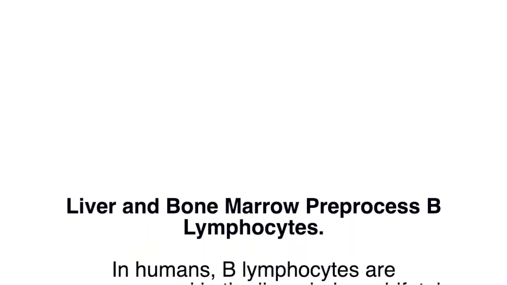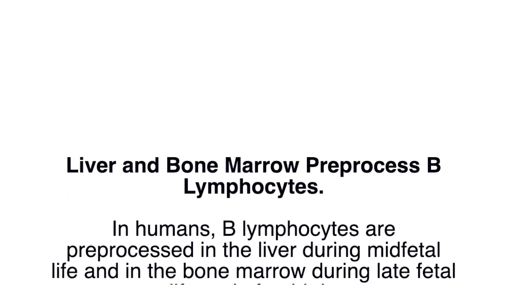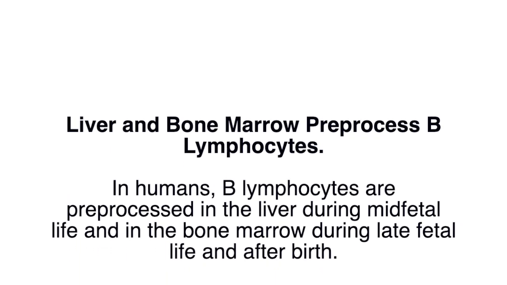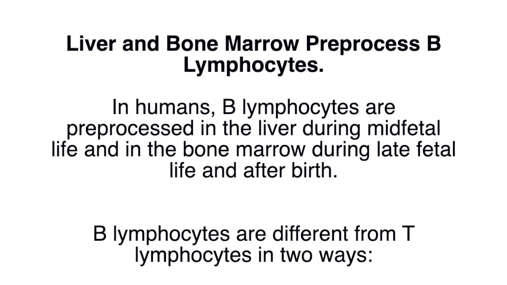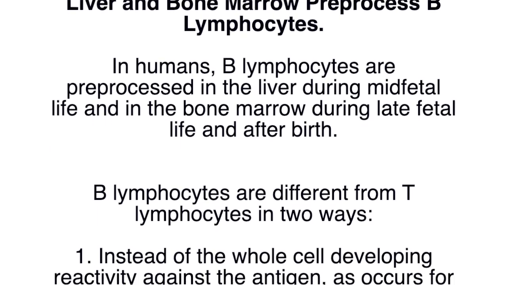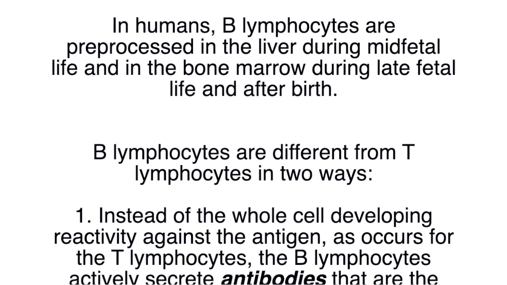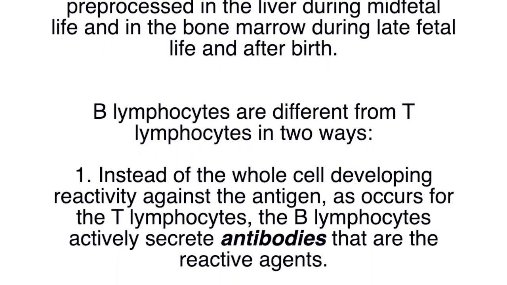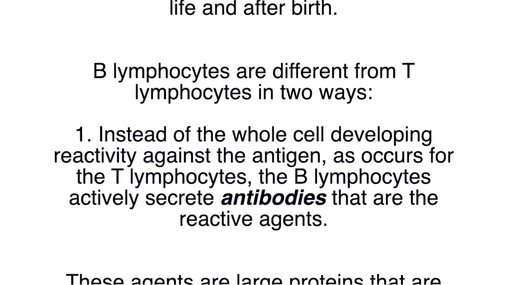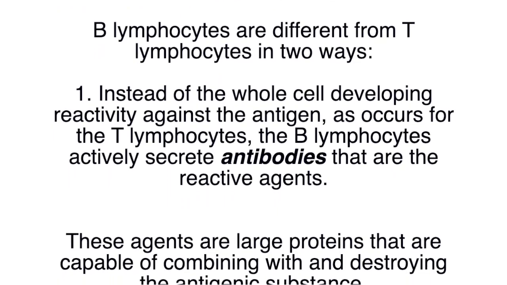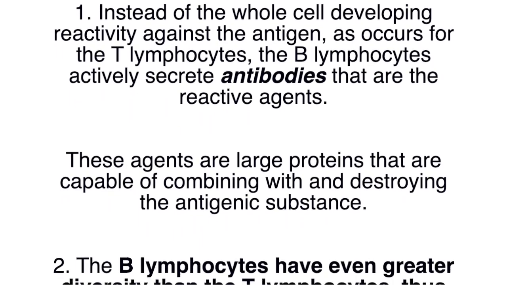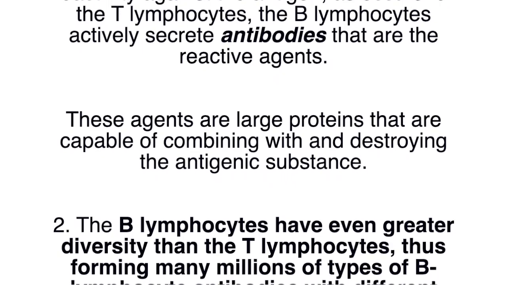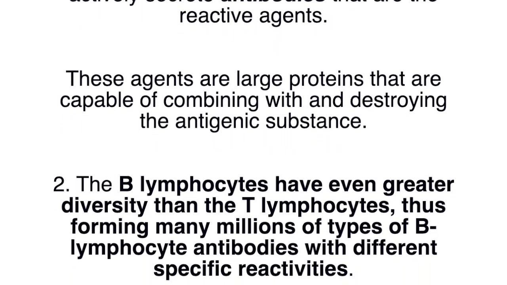Liver and bone marrow pre-process B lymphocytes. In humans, B lymphocytes are pre-processed in the liver during mid-fetal life and in the bone marrow during late fetal life and after birth. B lymphocytes are different from T lymphocytes in two ways. 1. Instead of the whole cell developing reactivity against the antigen, as occurs for the T lymphocytes, the B lymphocytes actively secrete antibodies that are the reactive agents. These agents are large proteins that are capable of combining with and destroying the antigenic substance.